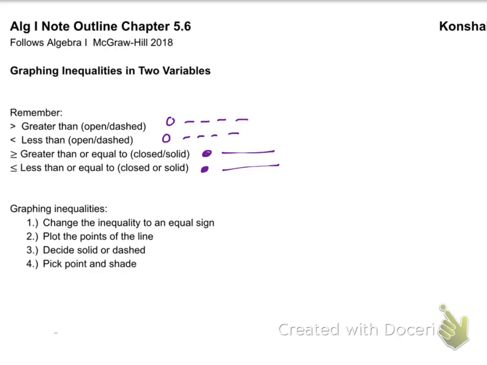Number two, plot the points of the line. So find those critical points. If it's in slope-intercept form, so y equals mx plus b, then you know the slope is m, the y-intercept is b. Plot those. Plot a few points. If it's in standard form, so ax plus by equals c, then you can use your cover-up method and find your x and y intercepts. You can use those. That's awesome. Those are the two that we're probably going to use today.